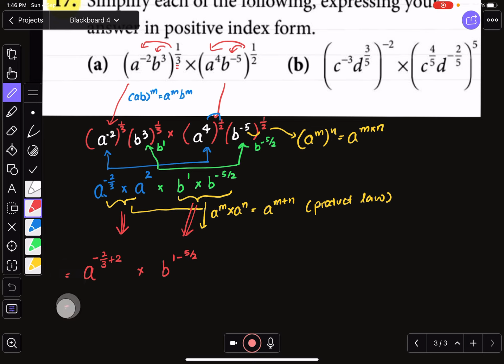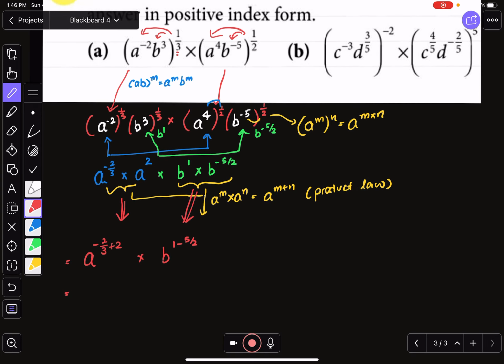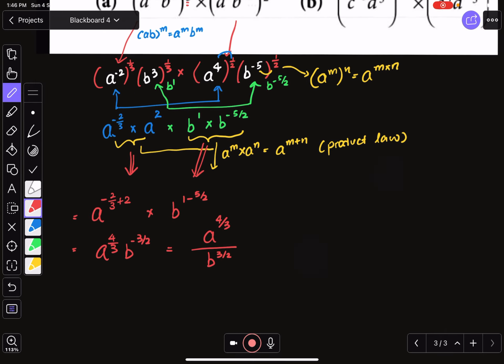Now, if I combine this together, my final answer will be a to the power of 4 over 3 and b to the power -3 over 2. Since the question requires that we have the answer in positive index form, I'll write it as a to the power 4 over 3 over b to the power 3 over 2. So pushing this to the denominator, you realize how the numerator becomes the denominator here, simply because I'm using the law that a power -n is the same as 1 over a power n.